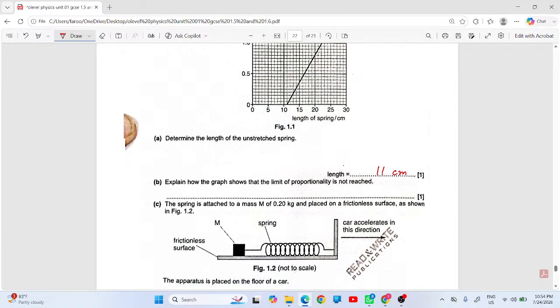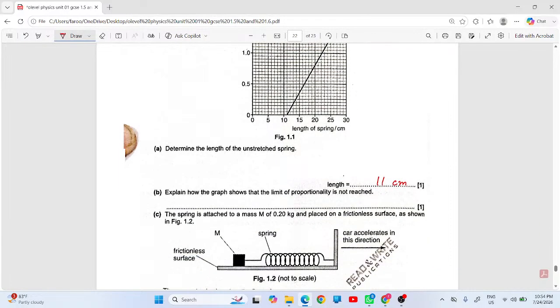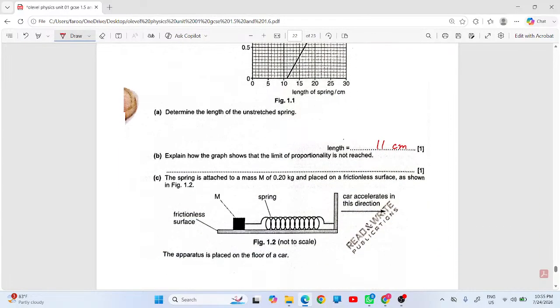Next, explain how the graph shows the limit is not reached. Sir, since it's always a constant line. Because so far, what is our graph? Graph is still a straight line graph.